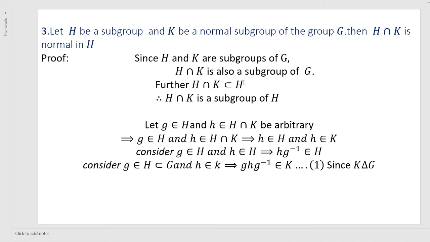Further, H intersection K is a subset of H. Obviously, it is a subset because H intersection K is the set containing those elements which are in H and also in K, both these sets. So obviously, it is a subset of H. We have taken the elements from H also, right? So therefore, H intersection K is a subgroup of H, because H intersection K is a subgroup of G and H is a subset of G. That is, H intersection K is a subgroup of H.